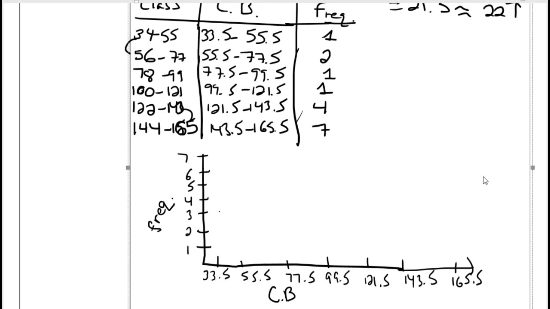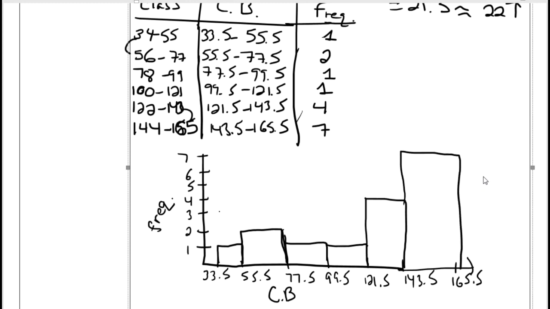All right, so now we can go ahead and draw it. So the first bar is 1, and it's between these two. The second bar is 2. The third bar, this should be here. So the third bar is 1, another 1, a 4, and then we have a 7.